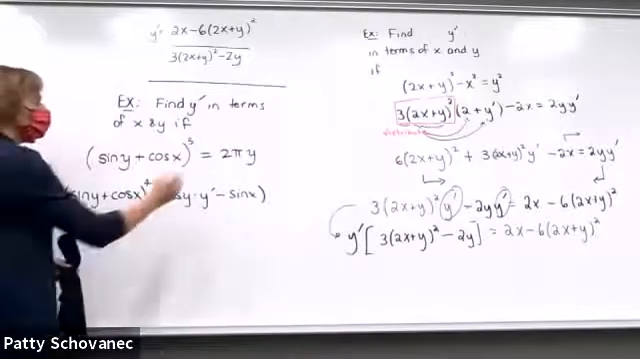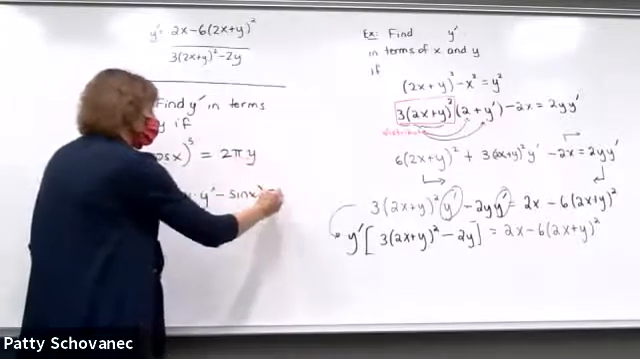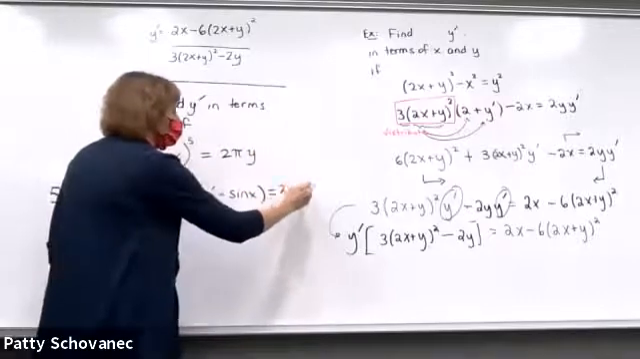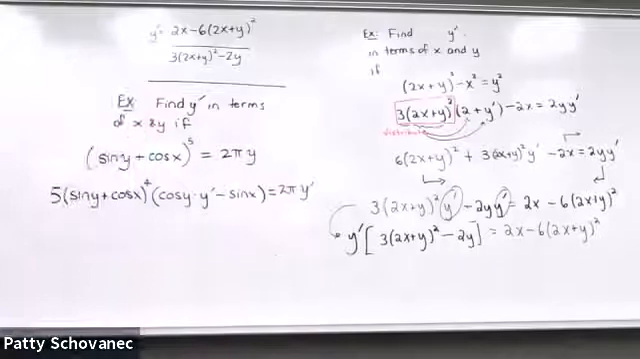Then on the right-hand side, I've got a number times y, so the derivative is just that number. But now we take the derivative of y and get y prime. So 2 pi y prime is the derivative on the right-hand side.